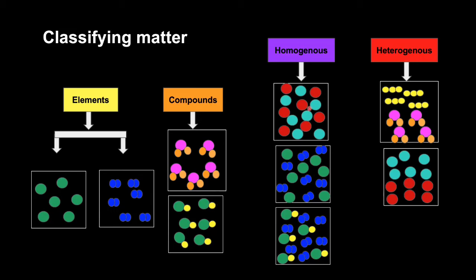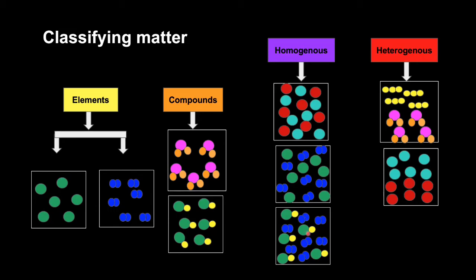For the homogeneous mixture, we have two atoms in this top example that are mixed together evenly. In this next example, we have atoms and also molecules. Those are evenly mixed together. In this last example, we have compounds and molecules that are also evenly mixed together.